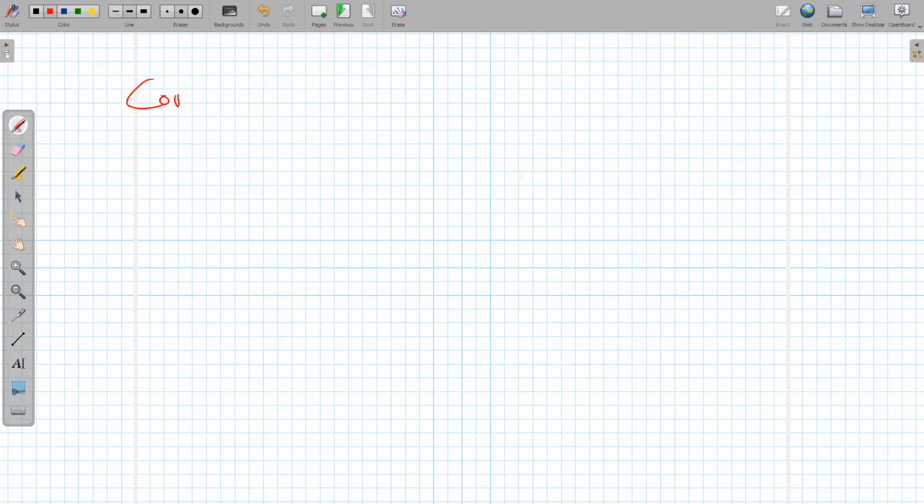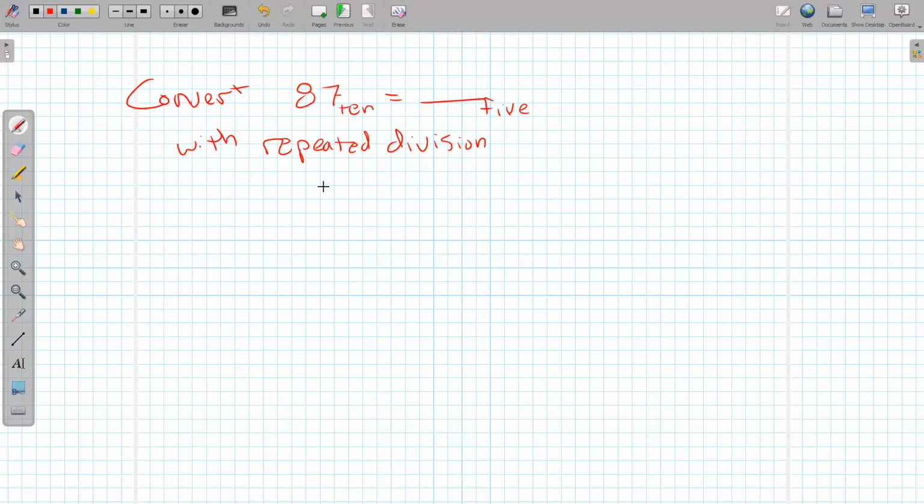So I want to convert 87 base 10 into base 5. And I'm going to do that with repeated division. So I'm going to scoot down a little because I need a little room to move upward.